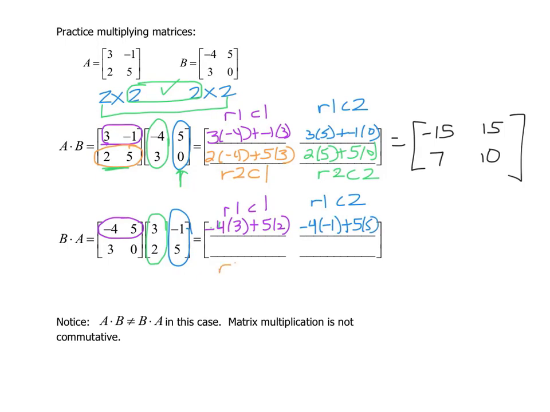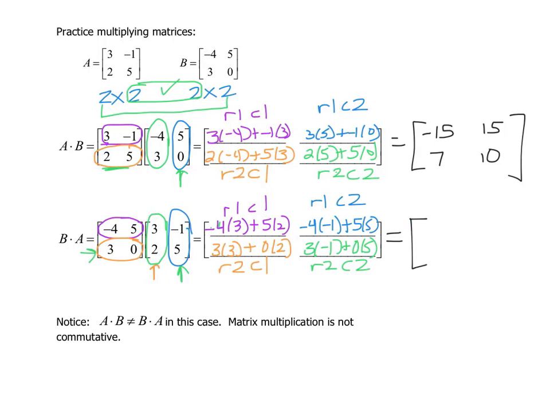This element here, this is in row 2, column 1, so I'm going to take row 2 times column 1, so I'm going to have 3 times 3 plus 0 times 2. And then our last element is in row 2, column 2. So I'm taking row 2 times column 2. I'm going to have 3 times negative 1 plus 0 times 5.